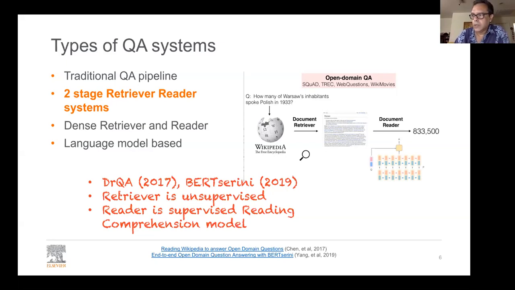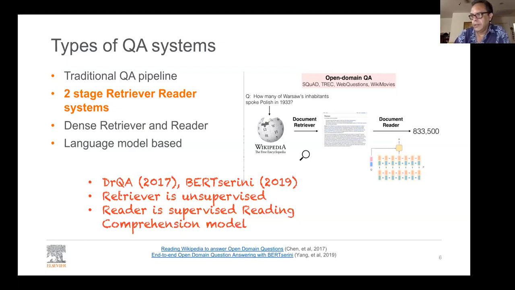In the case of DrQA, there is no re-ranking. It depends more on the reader component, which is slightly different in this case. In the case of BERTserini, our reader component is basically just a trained BERT reading comprehension model, which takes a question-passage pair and then predicts an answer span from the passage, and a score.